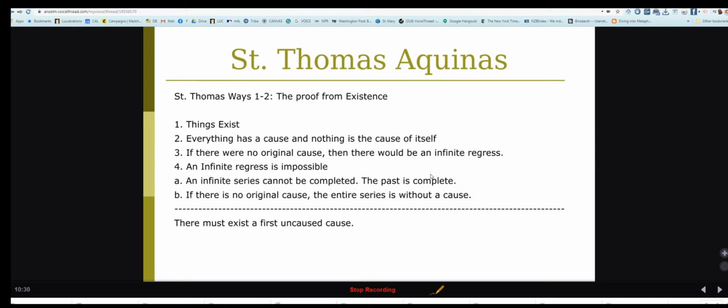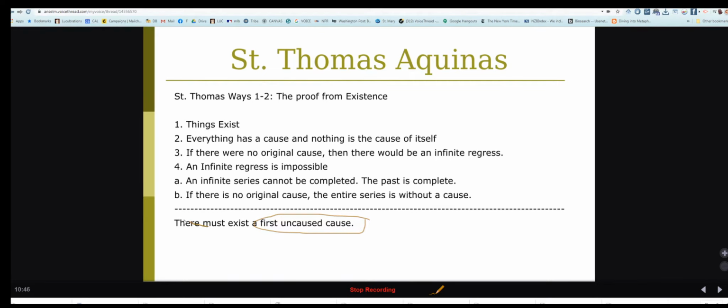So that's the first argument that St. Thomas gives, that there must be a beginning. There must be a first uncaused cause. It couldn't be turtles all the way down. Somewhere those turtles have to be standing on something, which is not yet held up by anything else.